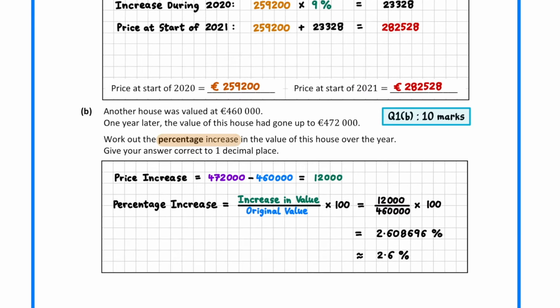In B, we must find the percentage increase in value of a different house. The house started at a value of 460,000 and finished at 472,000. So the increase in value was €12,000. To find the percentage increase, we take the increase in value, 12,000, divide by the original value, 460,000, and then multiply by 100. Performing the calculation and rounding to one decimal place gives us a final answer of 2.6%.